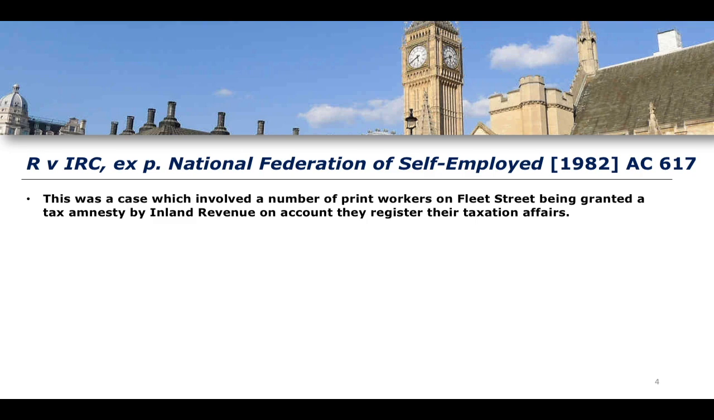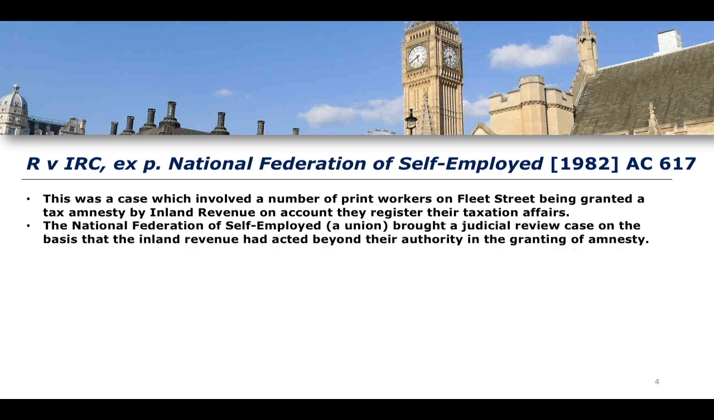This case involved a number of print workers on Fleet Street who had been granted a tax amnesty by the Inland Revenue on account that they registered their taxation affairs. Now, the National Federation of the Self-Employed, which was a union for self-employed individuals, brought a judicial review case on the basis that Inland Revenue had acted ultra vires in granting amnesty. They suggested that they had acted beyond their authority in granting this amnesty to these print workers on Fleet Street, and so the decision was to be nullified or made void.